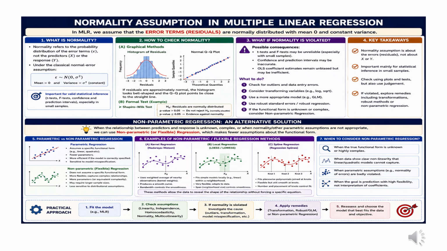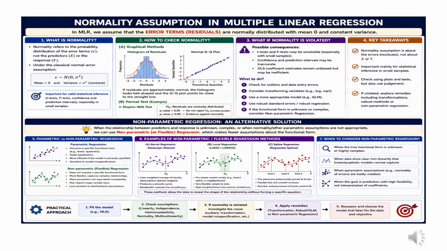Remember our model, y equals beta 0 plus beta 1 x1 plus beta 2 x2 plus ... plus beta k xk plus epsilon. The error term represents the part of y that our model cannot explain using the predictors. Under the classical assumption, we assume that these errors are approximately normally distributed around 0. Now, why do we need this assumption?